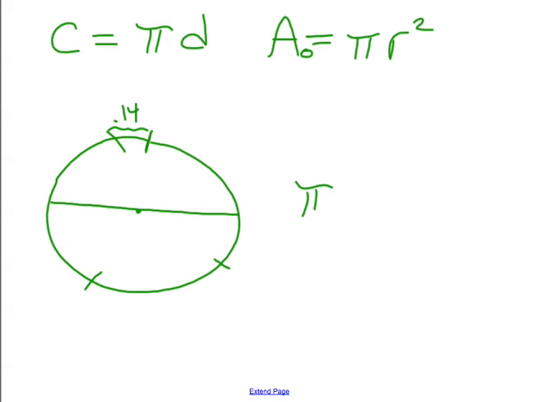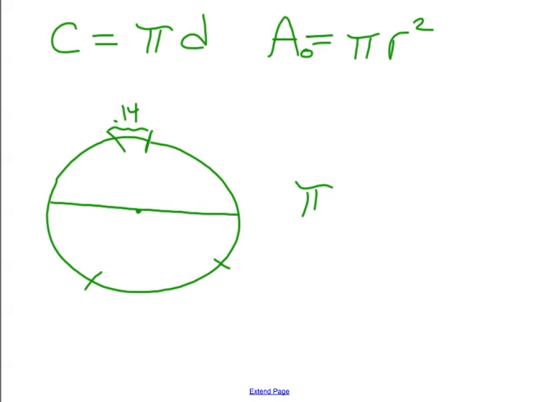Get ready. It's pi d, pi r squared. Pi d, pi r squared. Those are the two formulas that we're using for circles, either circumference or area.